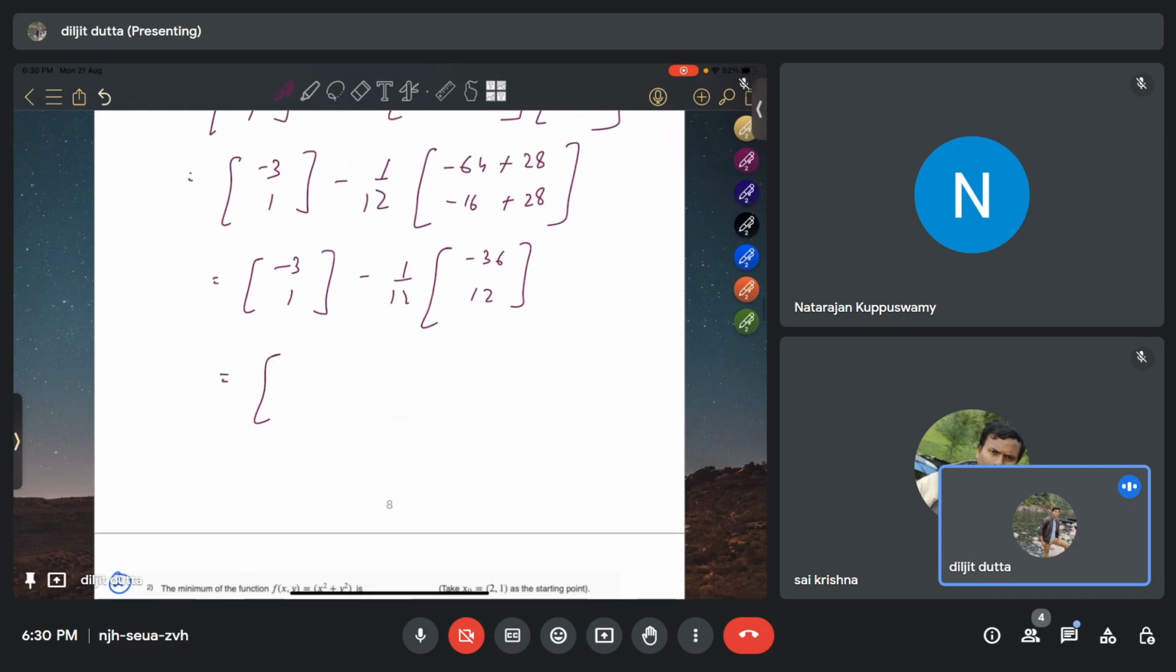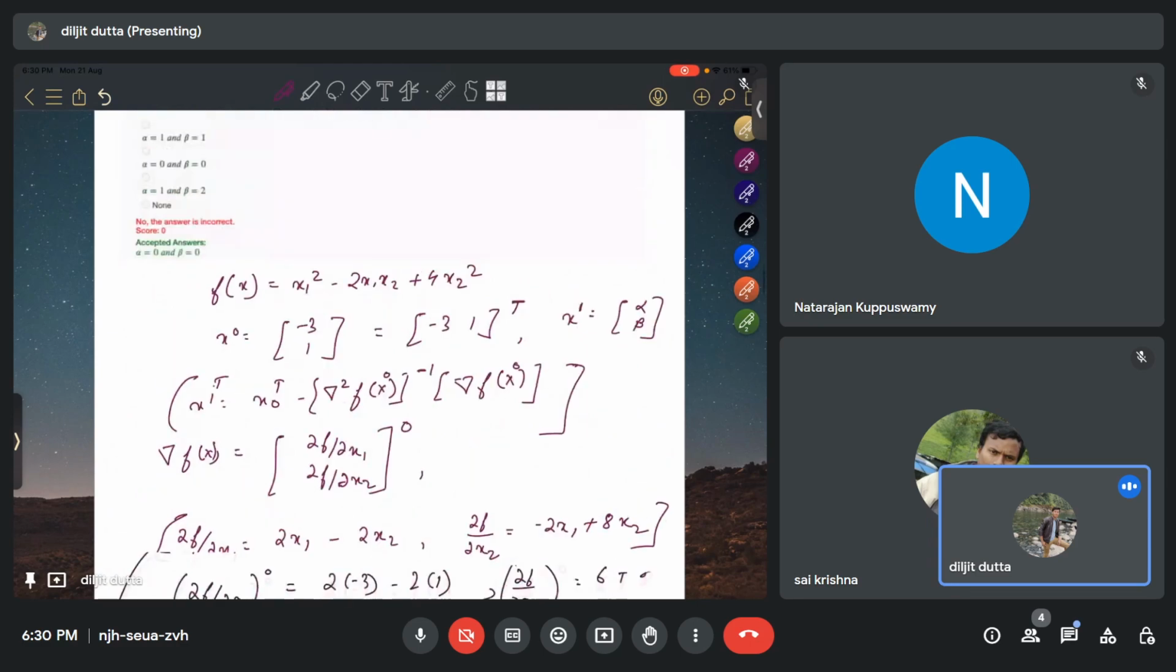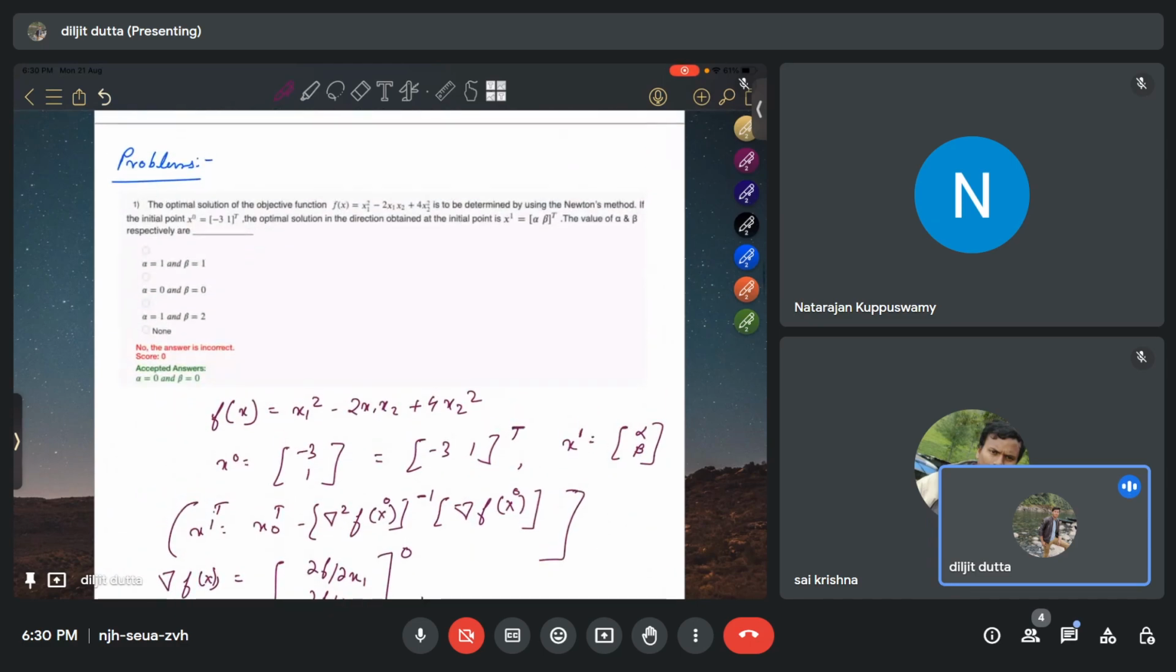So it is minus 3, 1 minus of minus 3, 1. So both the two matrices are same. So minus 3, 1 minus of minus 3, 1 is equal to 0. So this is the solution. So the x1 is 0 comma 0. So this alpha value will be 0 and beta will also be 0. So it will be the second option. Okay.